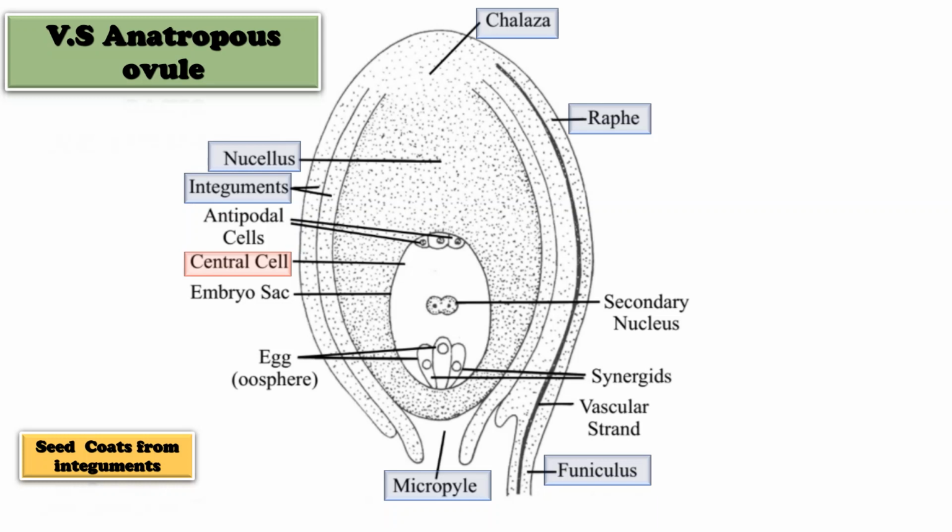One end of the embryo sac is facing towards chalaza, so it is called chalazal end, whereas the other end is facing micropyle, so this end is called micropylar end. The chalazal end shows a group of three haploid cells called antipodals. The middle two nuclei are called secondary nuclei.